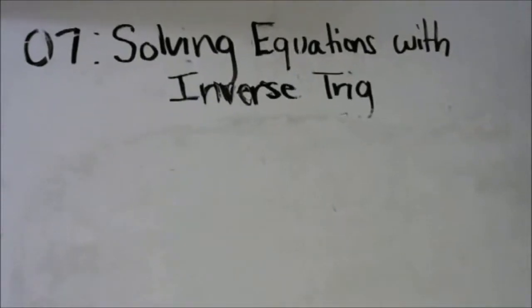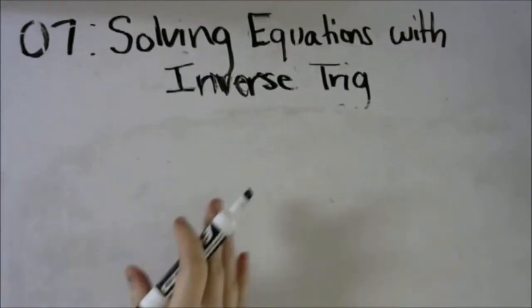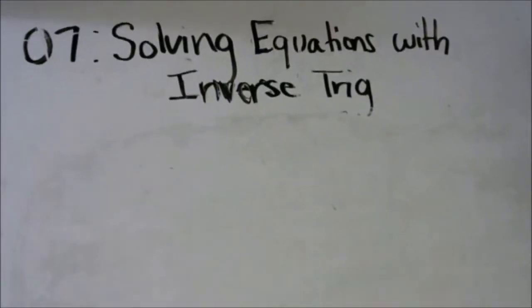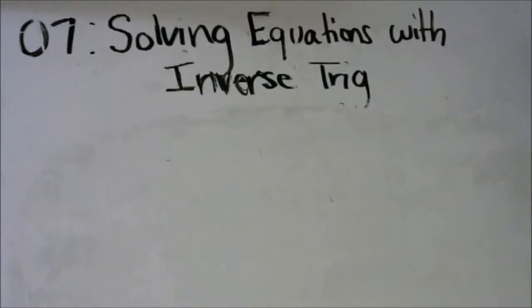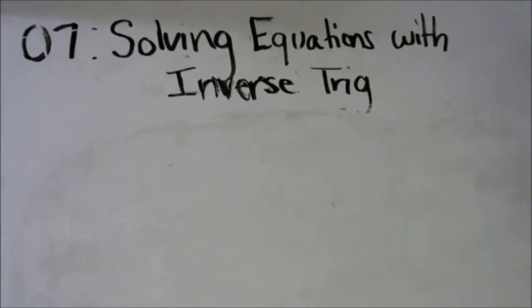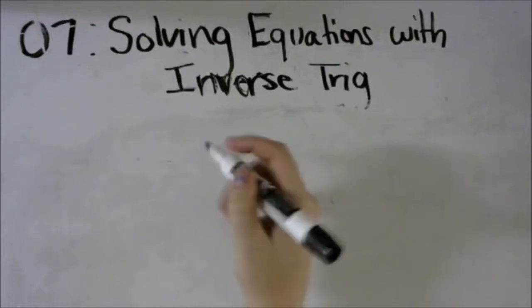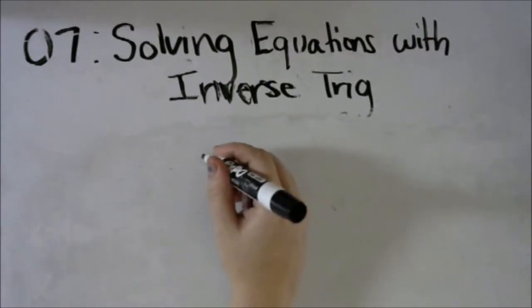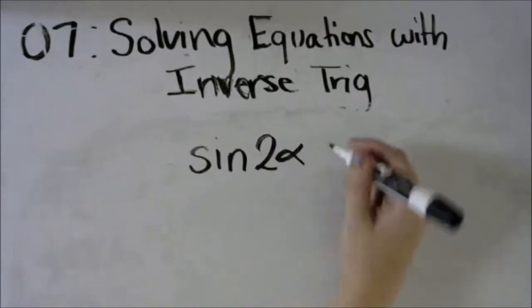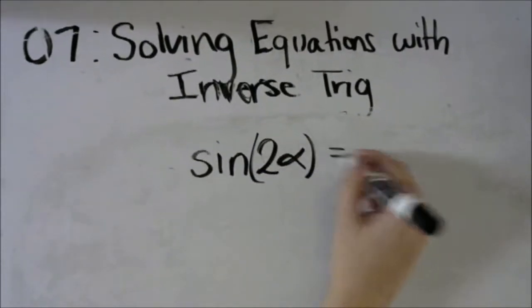This is part 3 of the video notes for Objective 7, Solving Equations with Inverse Trig. In this part of the notes, we're going to take a look at a variety of alternate equations that we can solve using inverse trigonometric functions. For our first example, we're going to keep it pretty simple and take a look at a problem where the angle is a double angle.